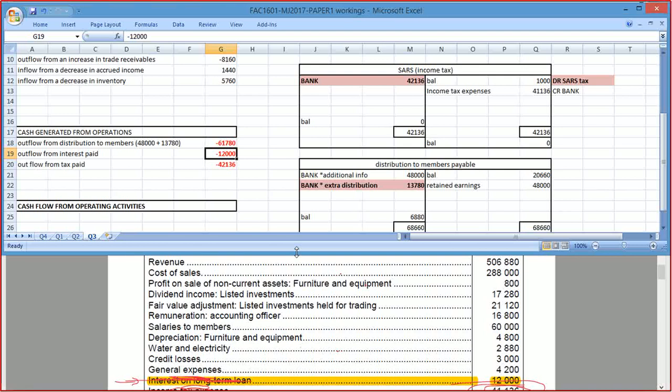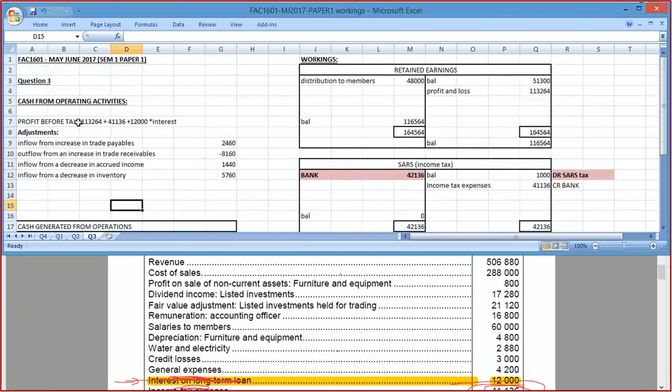Profit on sale of non-current assets. Is that a non-cash item? Yes. So things like this you need to remember. In the adjustments, you adjust for non-cash items and changes in current assets and liabilities. Profit on sale is a non-cash item. It'll always go here. If you see it, you put it in. Got that? Yes.